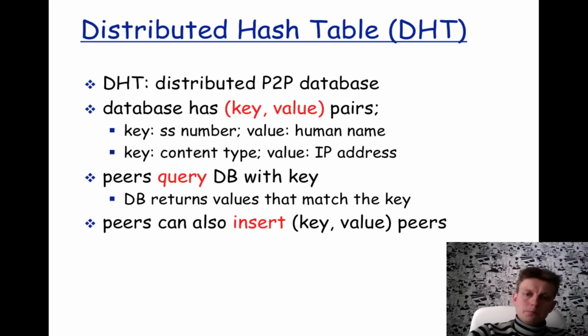In the case of a peer-to-peer network, a key would be an identifier of the content that we are looking for, and the value would be the IP address of a peer that keeps it as a whole or parts of it. So as with any other database, a DHT should allow peers to query the database with the key, and the database should return values that match the key. Peers should also be able to insert new key-value pairs.